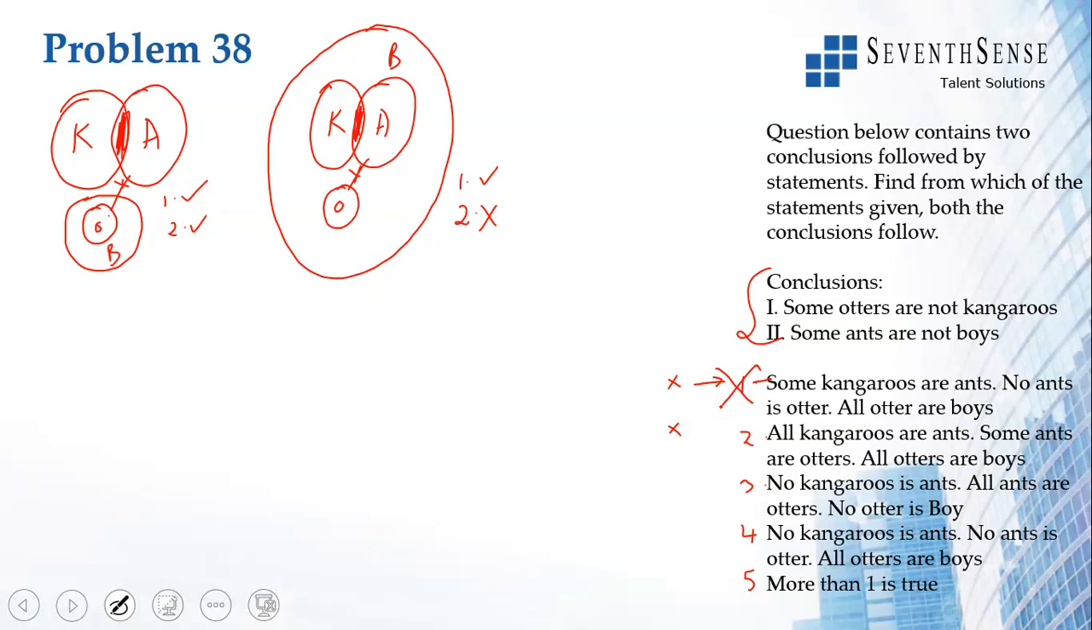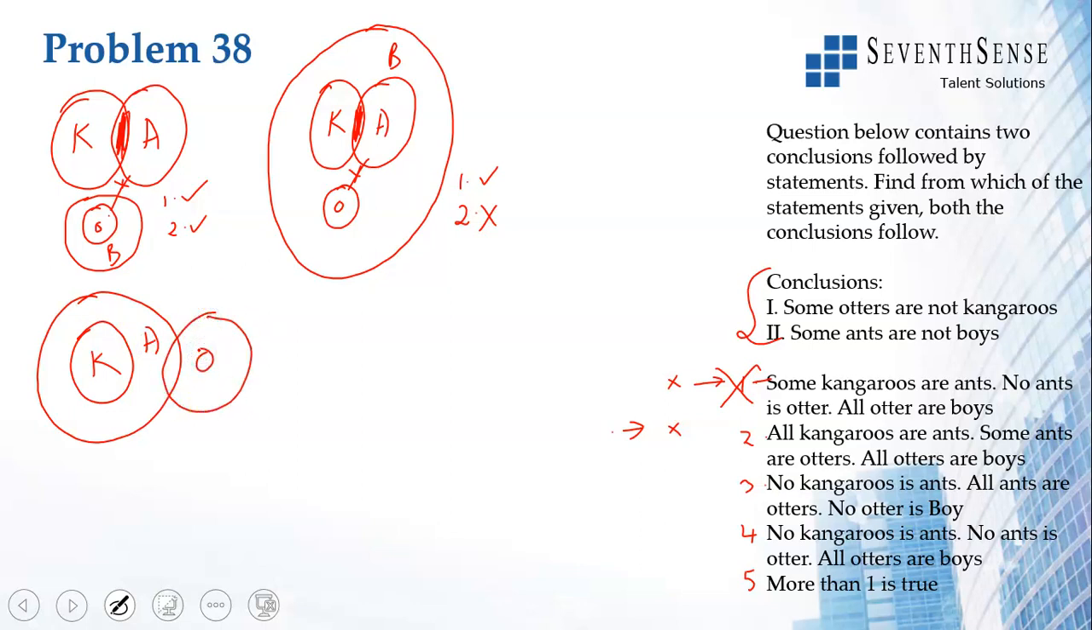Let us draw the second drawing. Basic drawing, the simplest possible drawing we'll draw, and then if it is correct, then we'll draw alternate drawings. If it is wrong in the basic diagram itself, there is no point in doing the alternate drawings. All kangaroos are ants, so I'm doing the second drawing now. All kangaroos are ants. Some ants are otters. And then all otters are boys. I'll write this. All otters are boys.